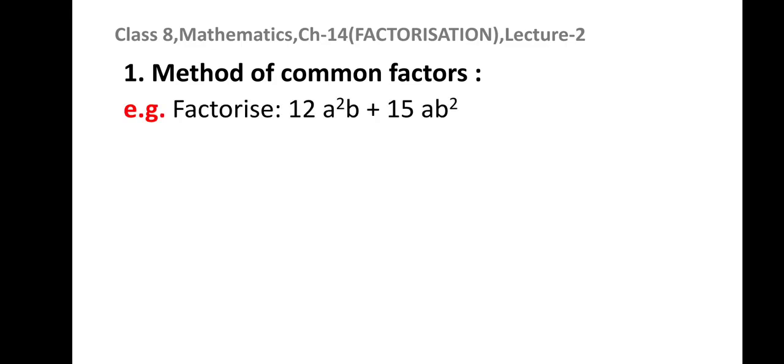Factorize 12a square b plus 15ab square. What we are supposed to do is find the factors of every term individually, then take out the common factor, and then you will be able to get the answer.